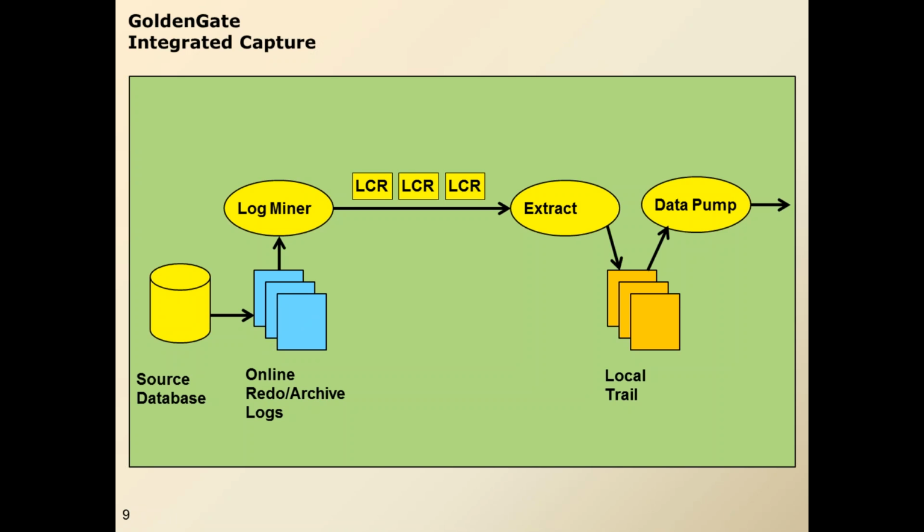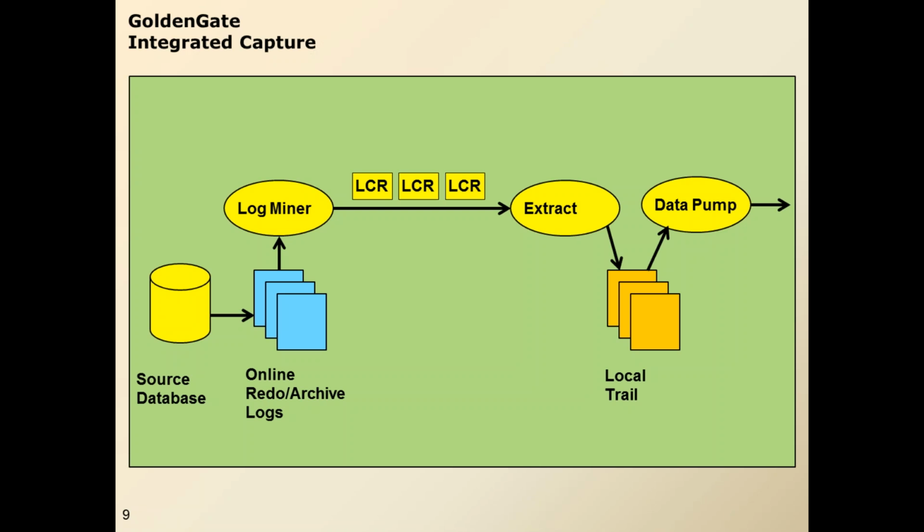Now, once those changes are made into the redo log, a copy of those changes is written to the log miner database. This log miner is nothing but the same log miner utility at the database level, which is used to mine the archive logs. So whenever any change is made to redo logs, a copy of those changes is written to the log miner database, and then extract receives those changes from the log miner database in the form of LCRs. LCR stands for logical change records.